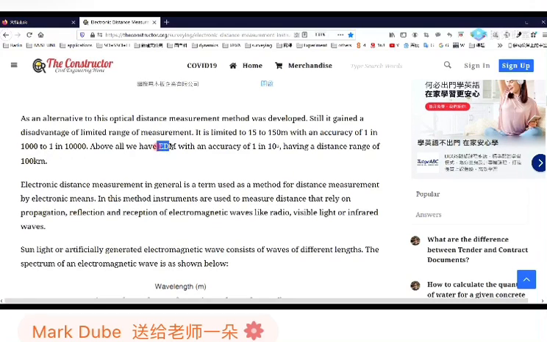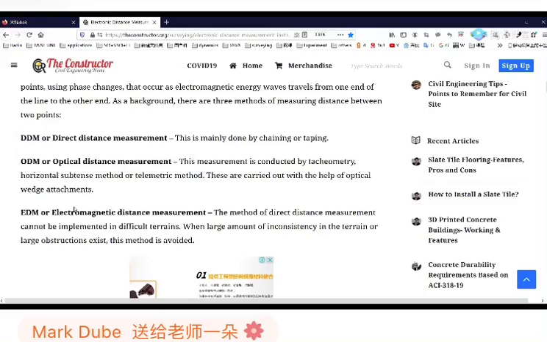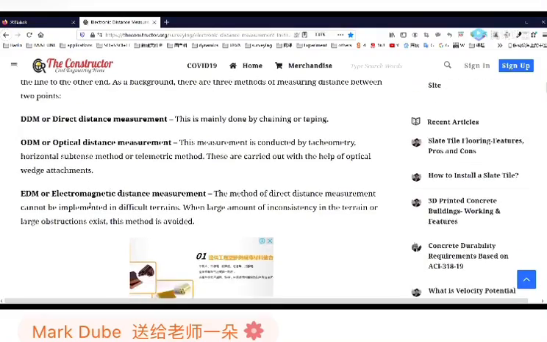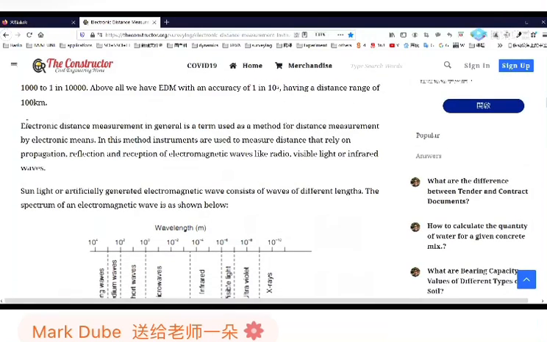But for EDM, overall, the electromagnetic approach is a different kind of approach with much more accuracy. This is the accurate one over here, and it's good as well. Over a distance of 100 kilometers, you have an accuracy of 1 in 10 to the power of 5. So it's very accurate as well.